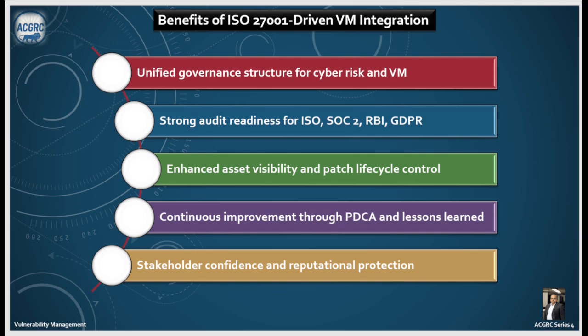The seventh, seamless integration with risk treatment plan. Well, VM findings are mapped to the 27001 risk treatment plan. That means every vulnerability is tracked as a business risk, not just a technical issue. The benefit? Stronger governance, easier prioritization, and a clear link between scans and board level decisions.